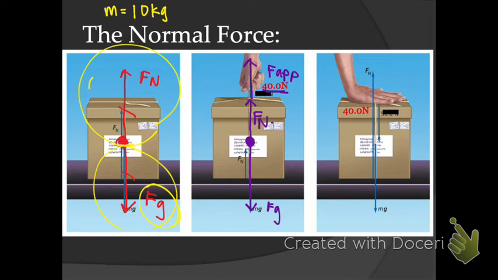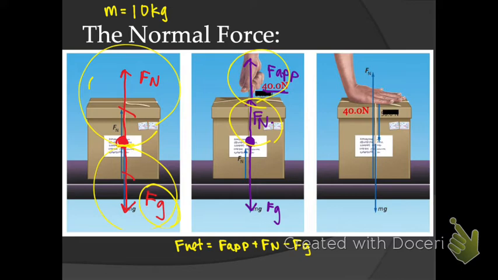If I set up my net force equation, I've got 2 upward forces this time: F applied or F pull or whatever you want to call it, plus the normal force, minus the gravitational force. Do you see how I've got 2 upward forces? Those are being added together because they're positive. And then I'm subtracting out my gravitational force because it's going negative. Would we agree with that so far?